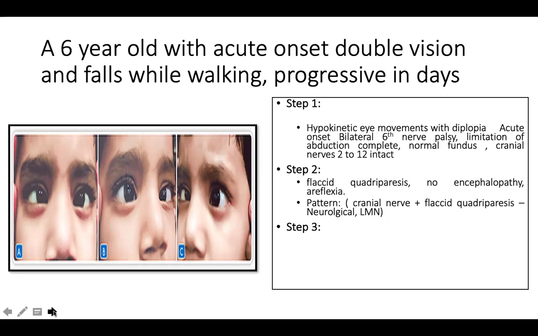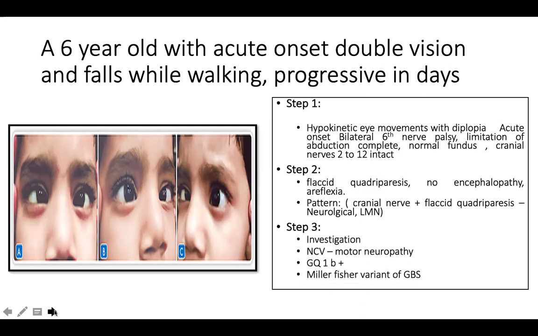So it's a generalized polyneuropathy with involvement of your cranial nerves with areflexia. And this would predominantly point to a lower motor neuron type of lesion. And when you put all this together, a picture of a lower motor neuron type of flaccid paralysis with a bilateral abduction palsy is likely to be a Guillain-Barré syndrome.